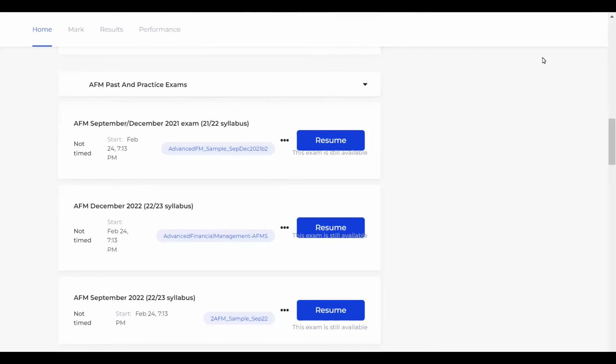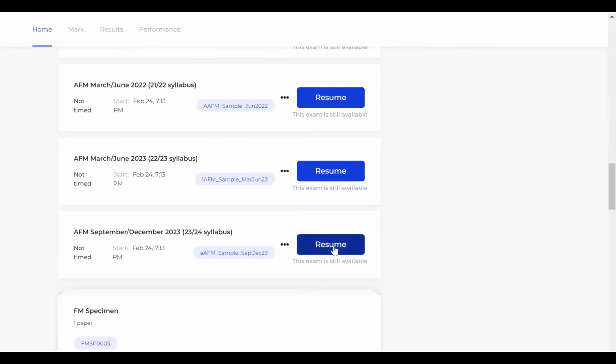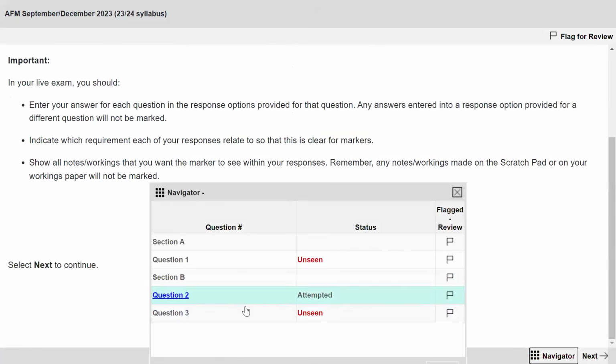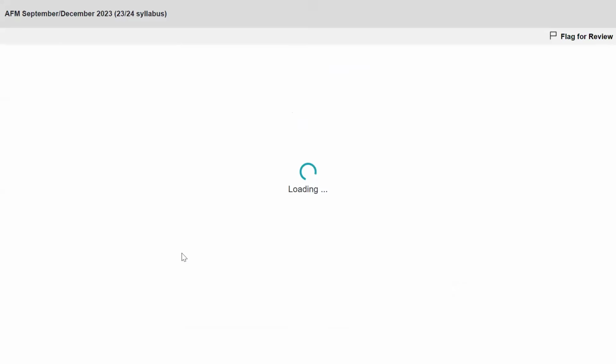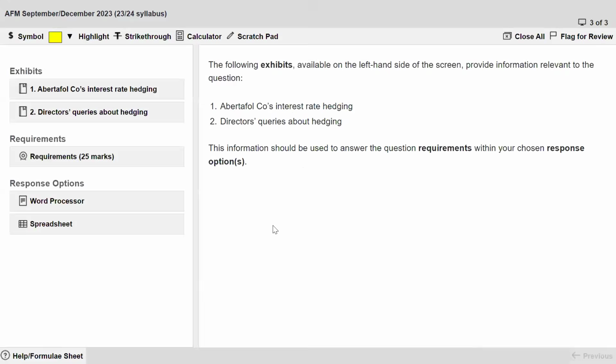We actually had a discussion in the previous sessions where we went through the different examination questions covering different areas. I had been doing the December 2023 examination paper of this AFM, and we have gone through question number 1 also. That was McKeever. We have gone through question number 2 also.